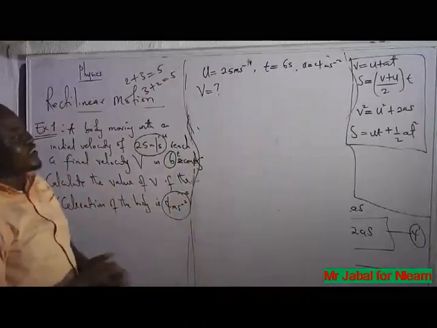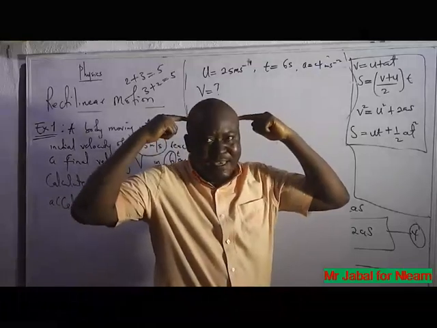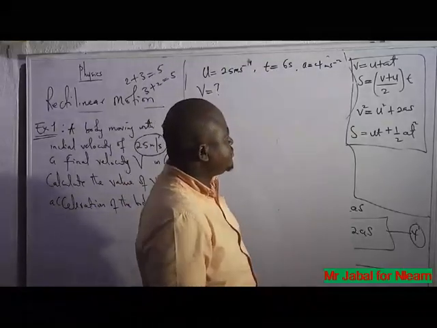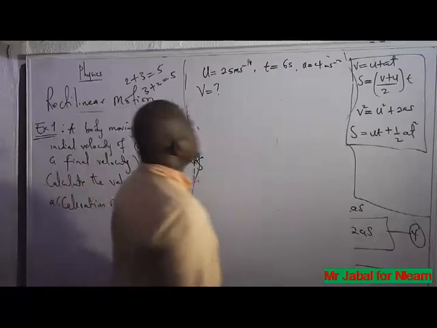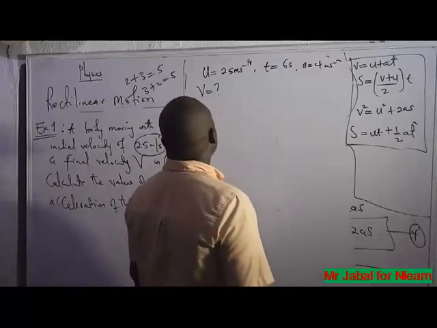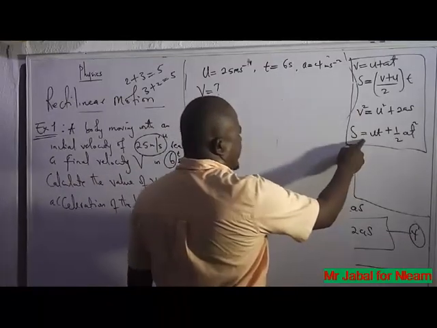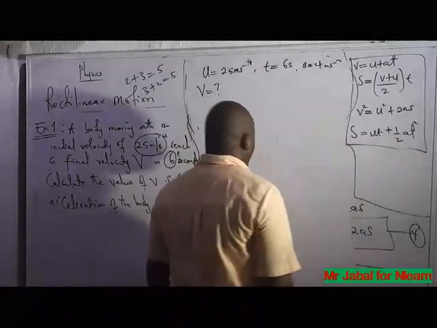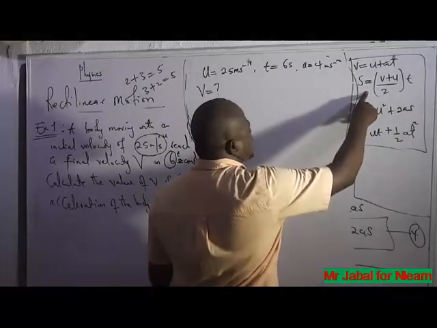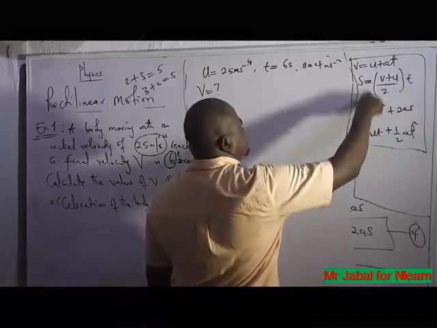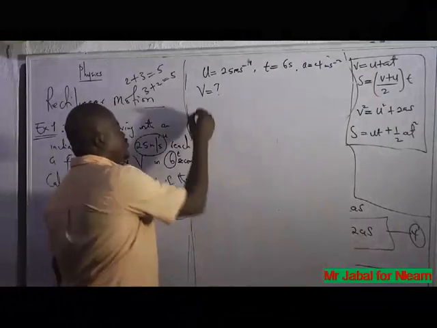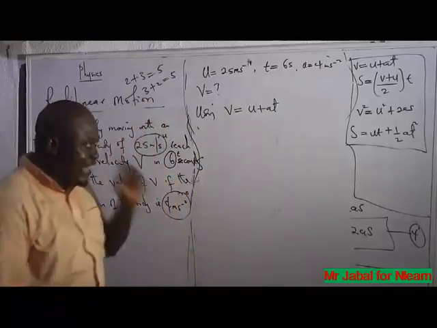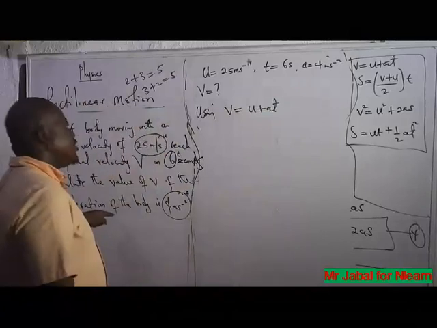After outlining it, I'll go back to my 4 equations. Which of these 4 equations have all these parameters, all the 4 parameters together? Looking closely, you observe that this equation here does not have V, so it cannot work. This equation here does not have T, so it cannot work. This one cannot work, it has no A. But this one can work, the first one. So what are we going to use? V is U plus AT. That's how you know the equation of motion that will be suitable for your question.